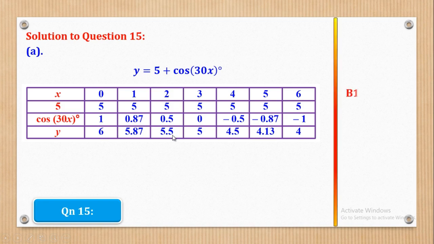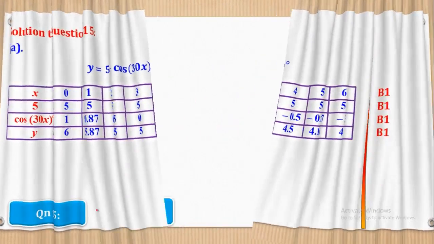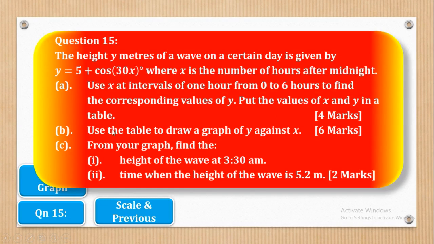Now let's see how marks are allocated for that table before we go to part B. So here we shall be generating that row of x, that is 1 mark, 1 mark, 1 mark, and also here 1 mark. So those are the 4 marks. Now let's go to part B. Part B says that use the table to draw a graph of y against x, and that is 6 marks.